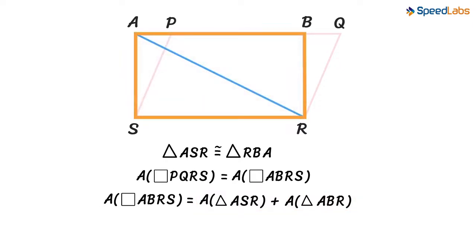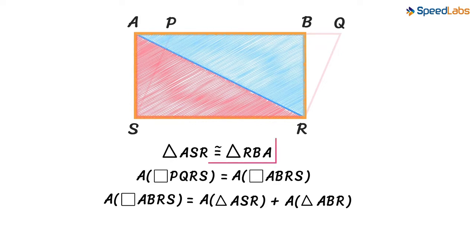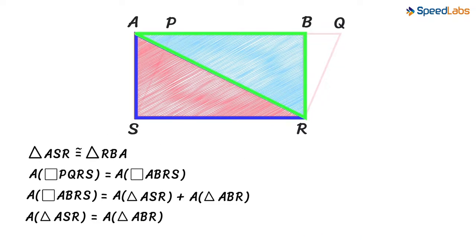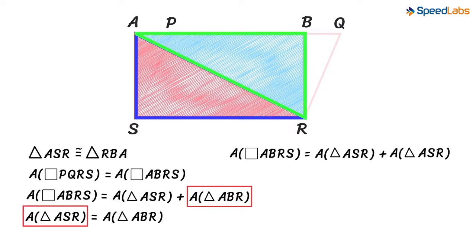Now look at these two triangles, ASR and ABR. We know that they are congruent, right? And what do we know about the congruent triangles? Yes, that they are equal in area. So, we can say that area of triangle ASR equals the area of triangle ABR. So, we can replace area of triangle ABR with area of triangle ASR here.